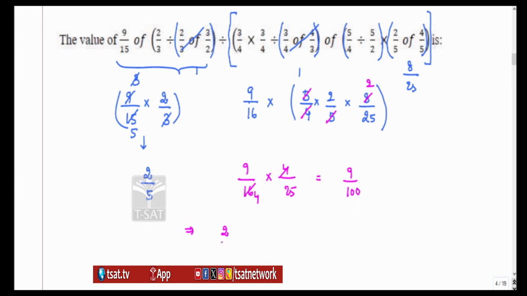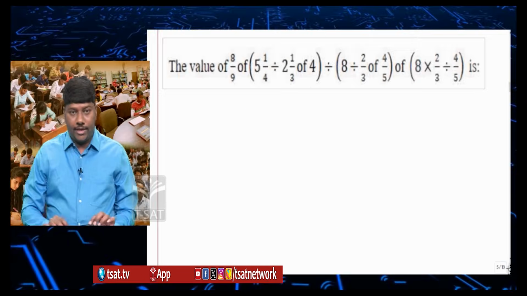So, we have 2 by 5 divided by 9 by 100, which means it becomes 100 by 9, because you have division, cancel it. 2 into 20, 40 divided by 9. So, the answer for this is 40 by 9. Look at the next one.